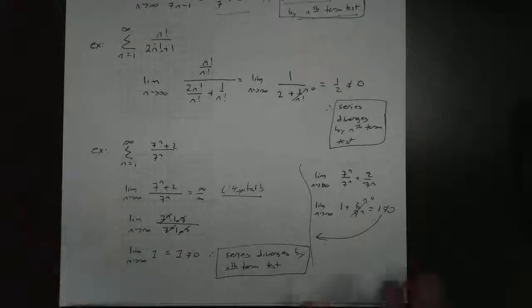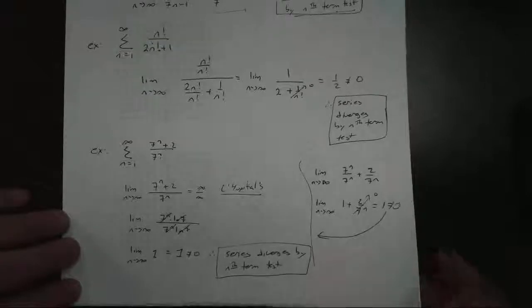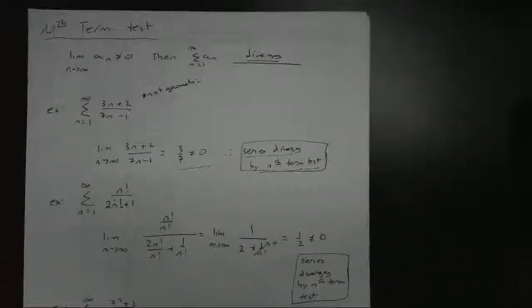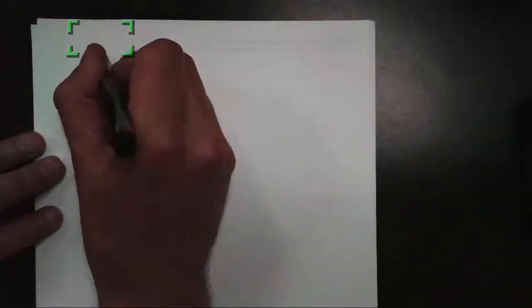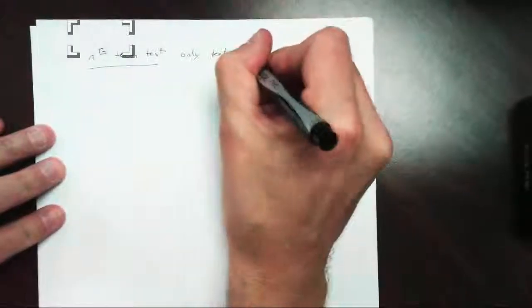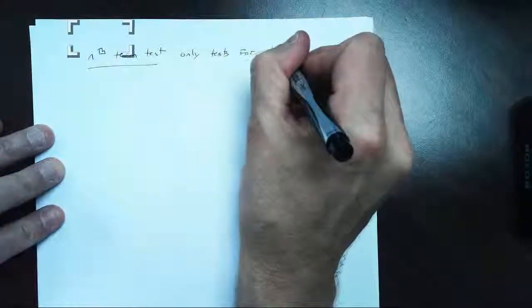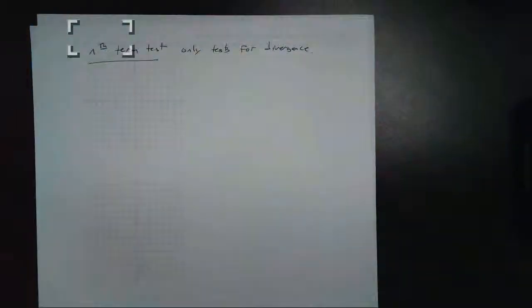All right, now, there's a danger for the nth term test, okay? And this is going to knock your socks off, okay? This is that nth term test. Now, recall the nth term test. Now, I want you to write this down. It only tests for divergence. Okay? The nth term test only tests for divergence.